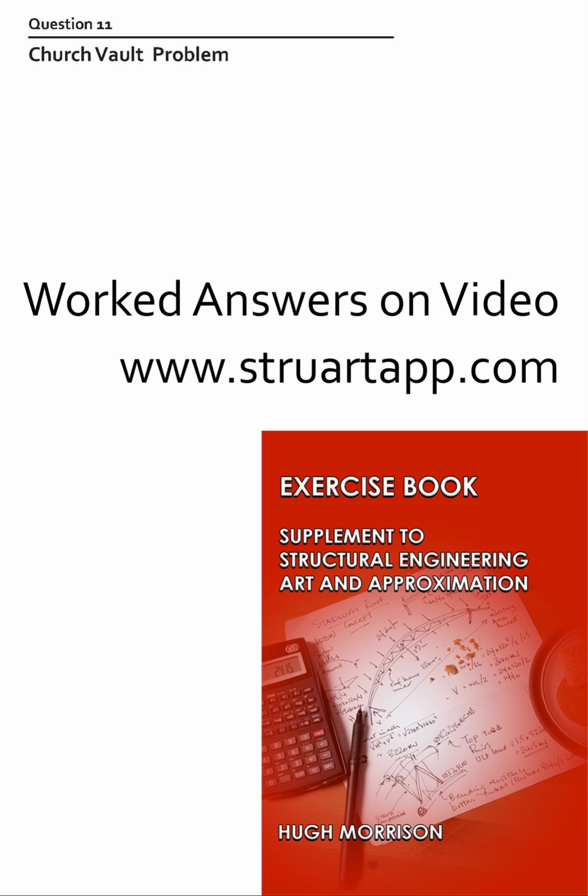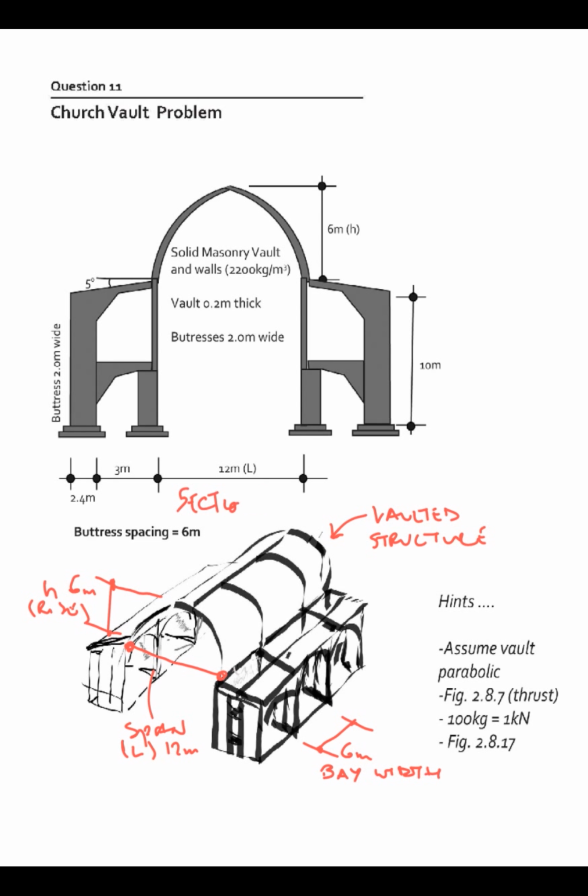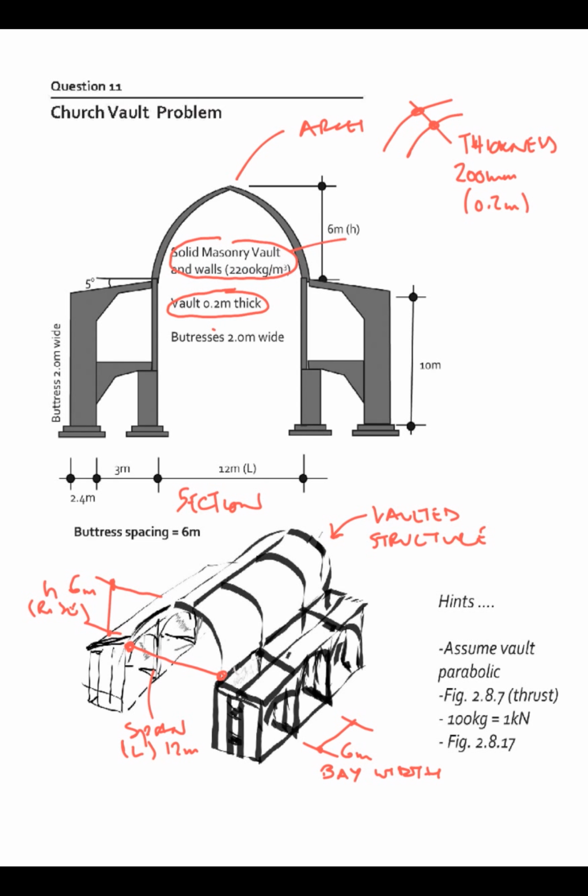Question 11, church vault problem. This is where we have a vaulted structure, in other words an arch, with a span of 12 metres and a height h, rise of 6 metres, and the buttresses, the bay width of the arches, are at 6 metre centres. The arch itself we assume is a constant thickness of 200 millimetres or 0.2 metres.